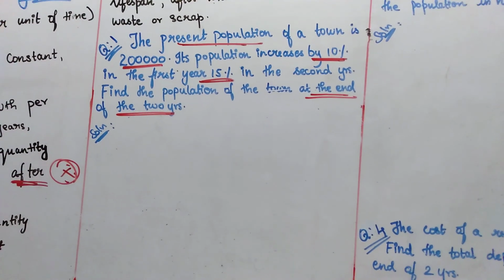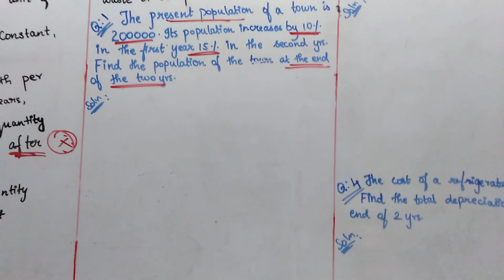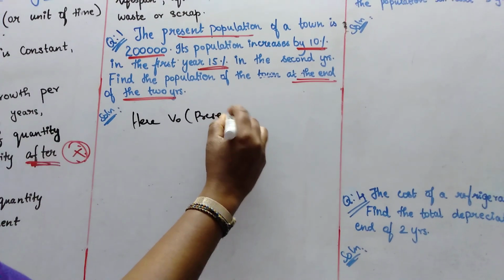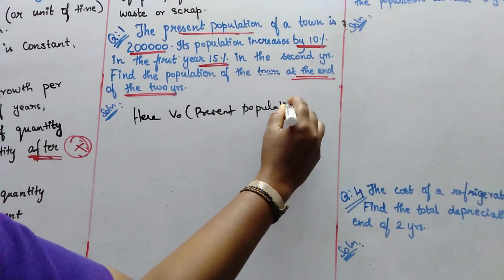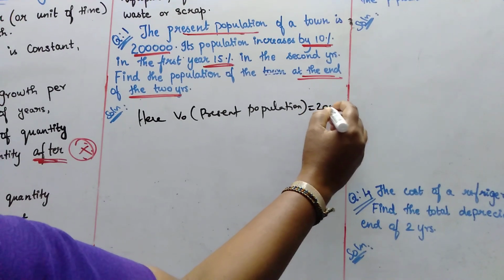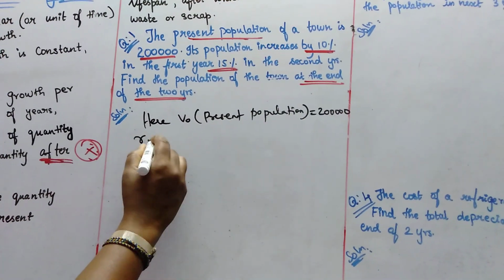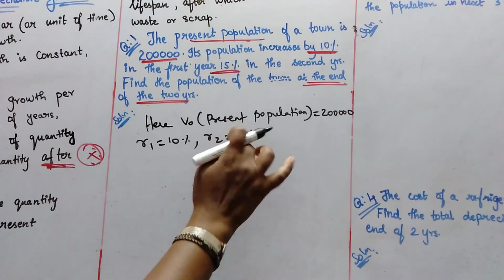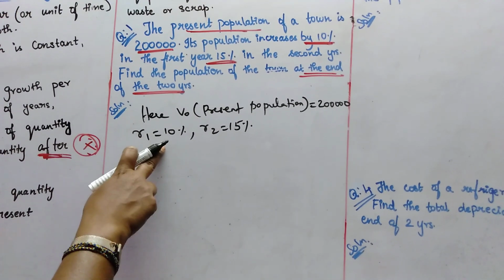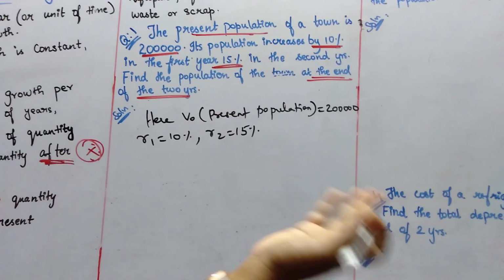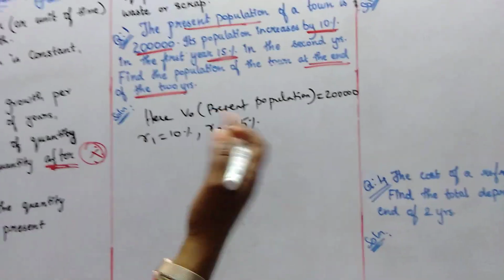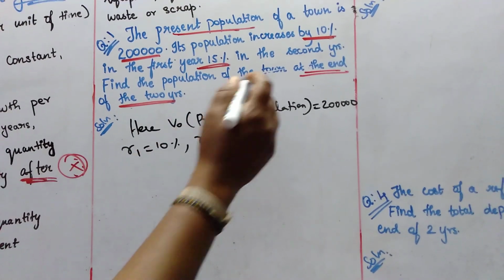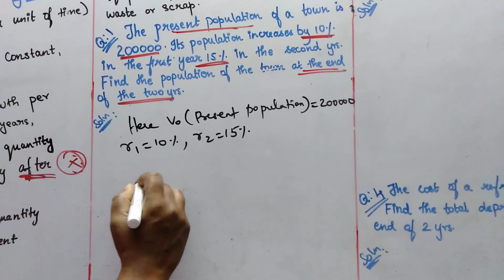The other word they have used here is after 2 years. So the formula we want to use is, let V naught be the present population, equals 2 lakhs, R1 equal to 10%, R2 equal to 15%. This is for the first year and this is for the second year. As we used in exercise 2.2 for successive years, the same way we are using here. Then we want to find the population at the end of 2 years.